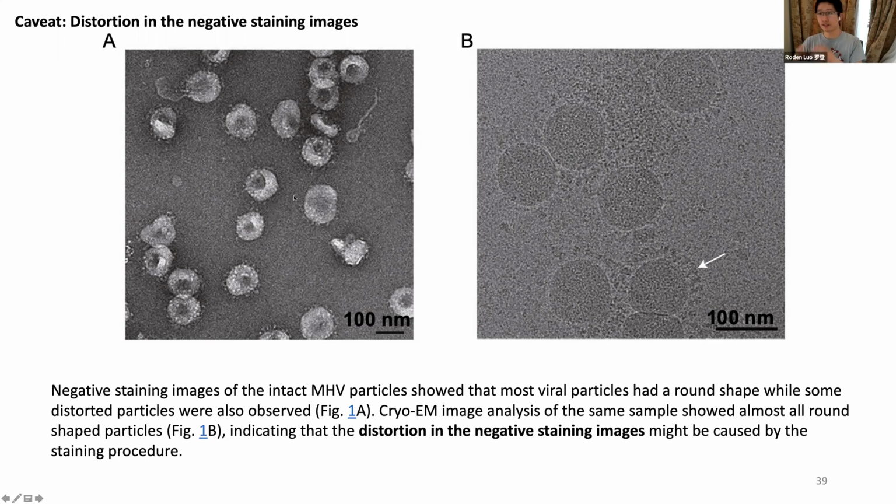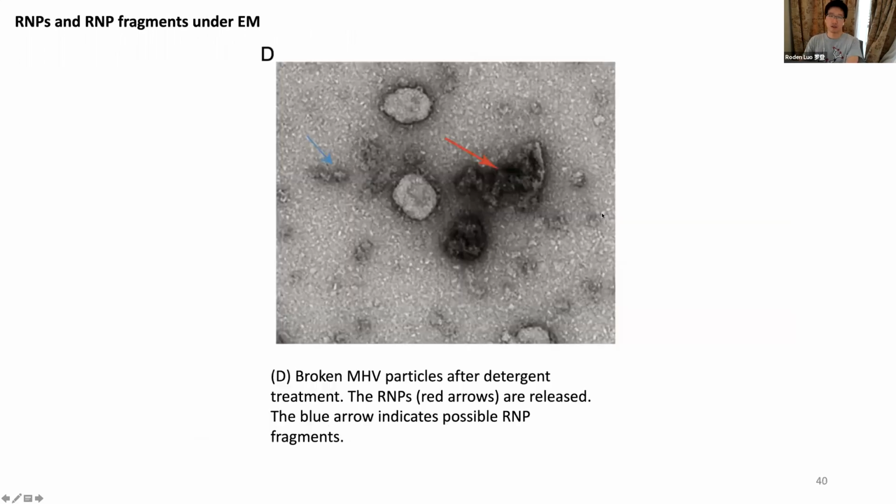So we need to identify the images we used. If they are negative staining, there might be some artifacts. If they are EM, it's better. In this image, it's shown the RNPs and RNP fragments under EM. I think by RNPs, the author wants to say a larger structure, or some characteristics we can see under the microscope, and then by fragments it's a smaller one.